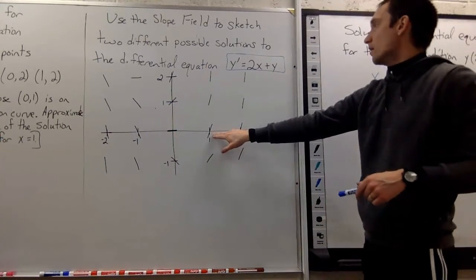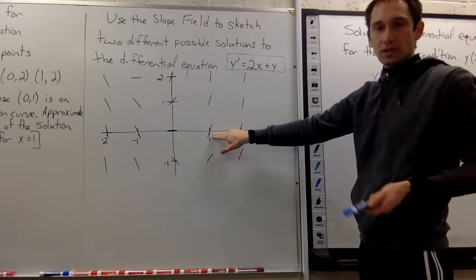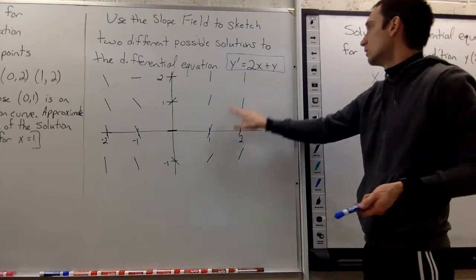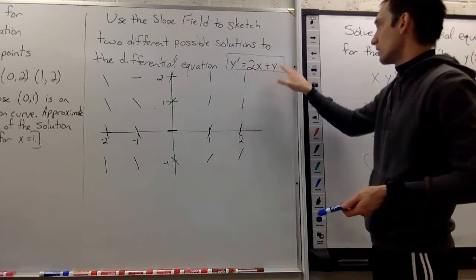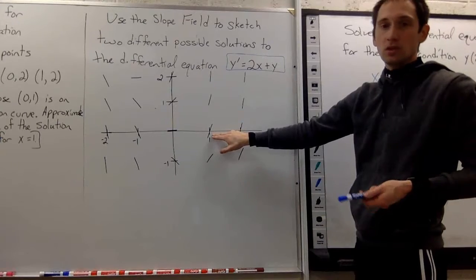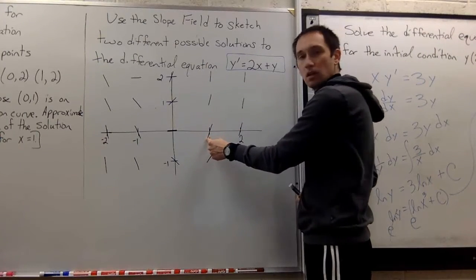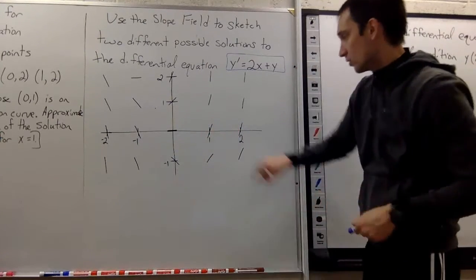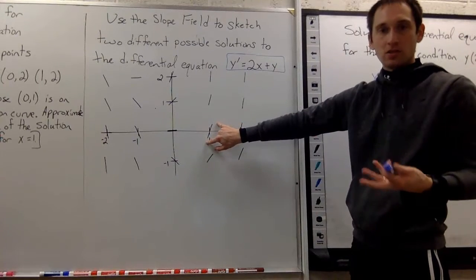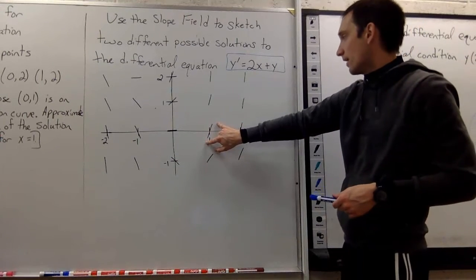At x equals 1 and y equals 0, so at the point 1 comma 0, we have 2 times 1 plus 0, and that's 2. So the slope is 2. So this little line here is supposed to have a slope of 2. Now it's hard to draw so that it's exactly the slope of 2, but you do your best. And that's what that is.